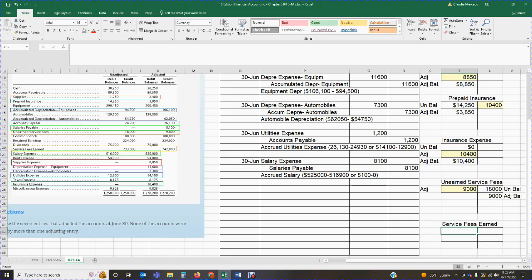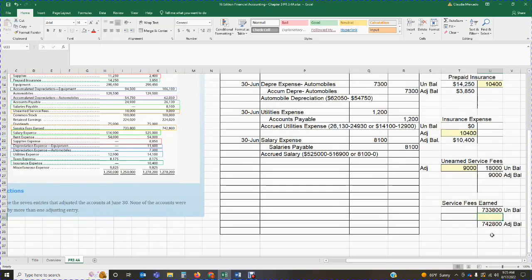So I started off with $733,800. This is my unadjusted balance. I ended up with $742,800. This is my adjusted balance. So how much is the amount of my adjustment? Okay. So if I went from $733,800 to $742,800, that means that I must have credited my account $9,000. This is my adjustment. Okay. So $733,800 plus a $9,000 credit will give me my adjusted balance of $742,800. Okay.